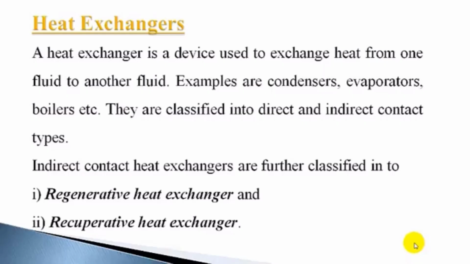Heat exchangers are broadly classified into two types, direct and indirect contact types. In the direct contact type heat exchangers, the two fluids exchanging heat are coming in direct contact. They have limited applications. But in indirect contact type of heat exchangers, the fluids exchanging heat are not coming in direct contact. Indirect contact type of heat exchangers is further classified into regenerative heat exchangers and recuperative heat exchangers.